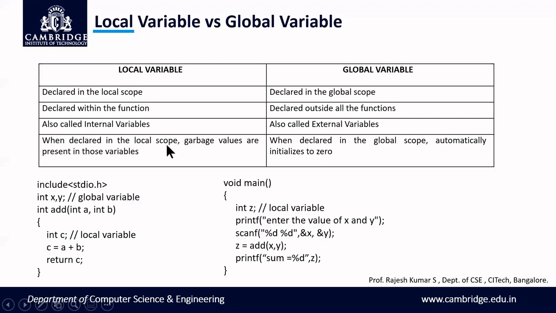When a variable is declared in a local scope, if I don't initialize it, if I don't store any value to this variable, by default, it will hold a garbage value, that is some unknown value. If you are declaring a global variable outside the function, this variable will hold the value 0. Automatically, it will be initialized to 0. It won't hold a garbage value. It will hold the value 0. This is the difference between the local variable and global variable.